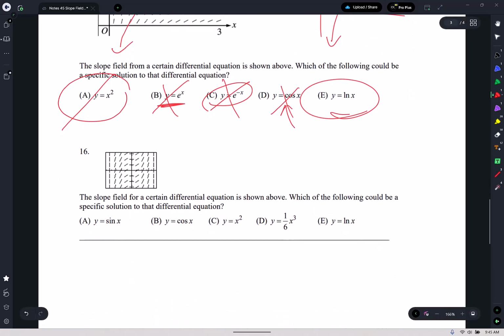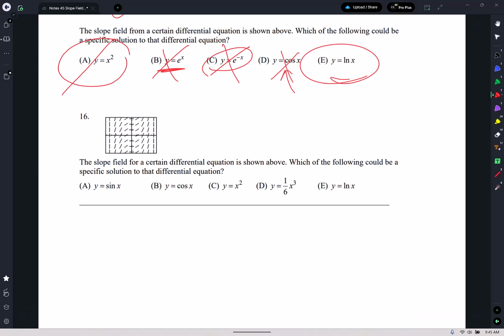All right, you guys try. Number 16. Give it a shot.